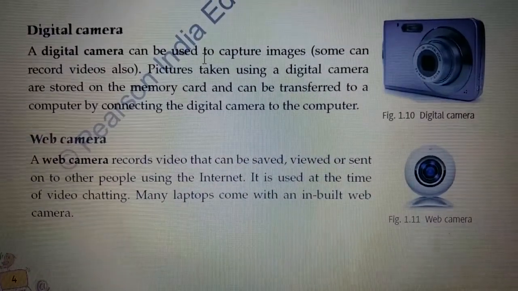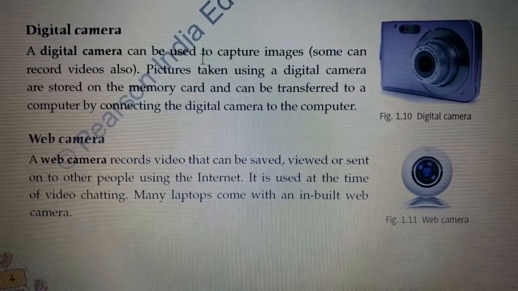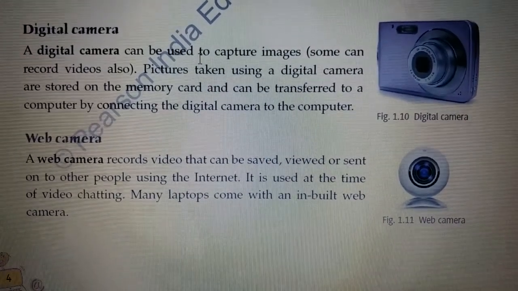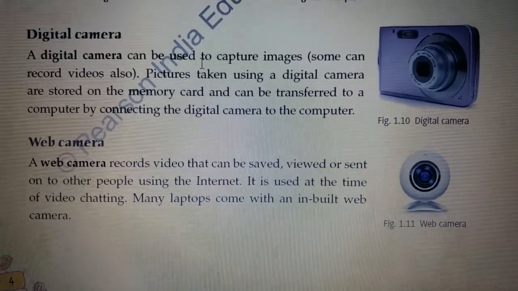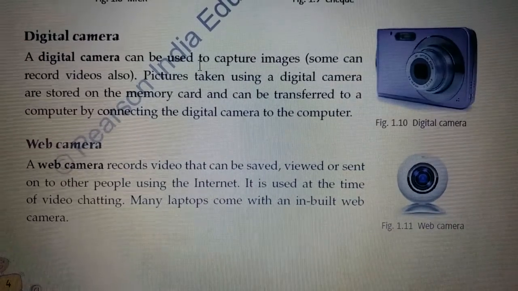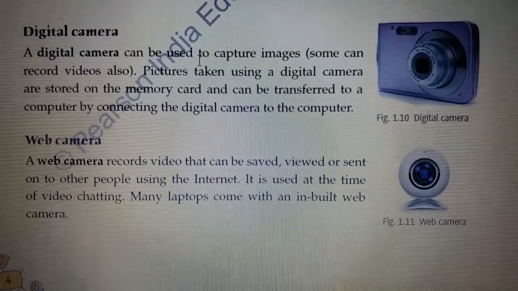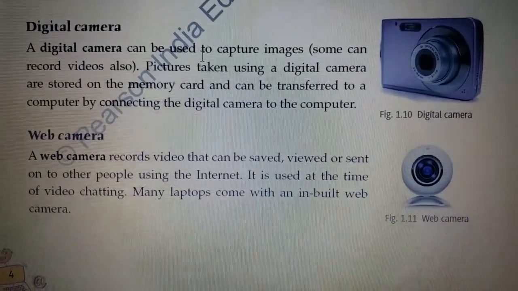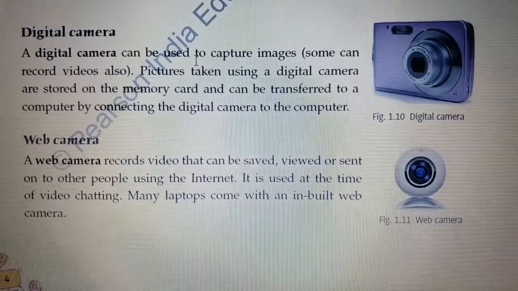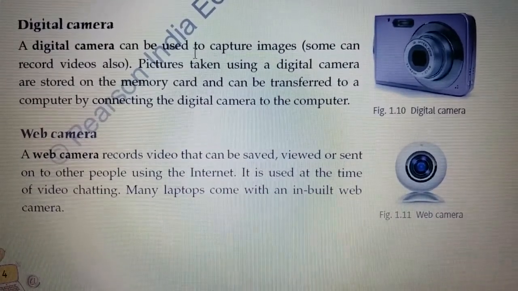Digital cameras. A digital camera can be used to capture images and record videos. Pictures taken using a digital camera are stored on a memory card and can be transferred to a computer by connecting the digital camera to the computer. Web camera. A web camera records video that can be saved, viewed or sent to other people using the internet. It is used at the time of video chatting.